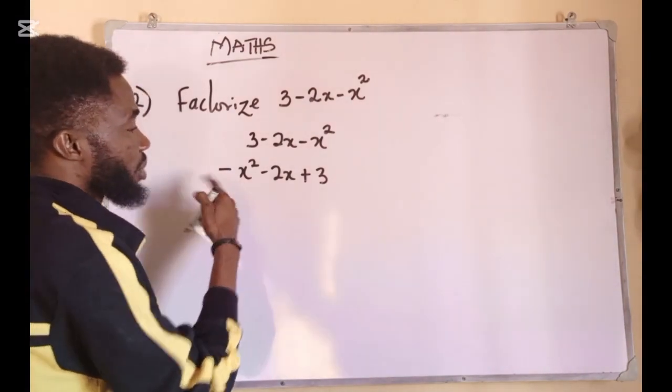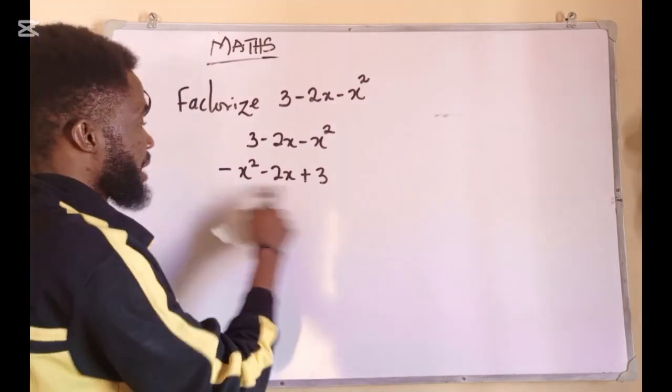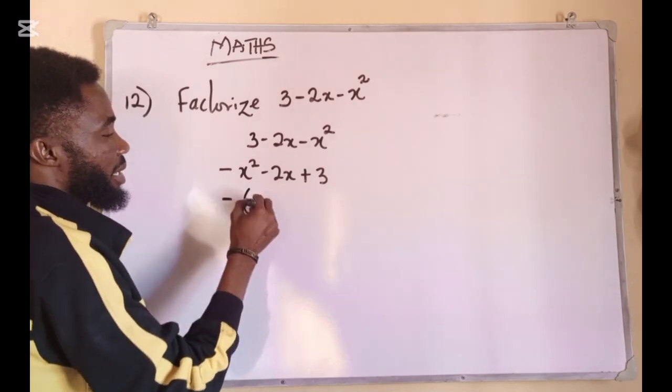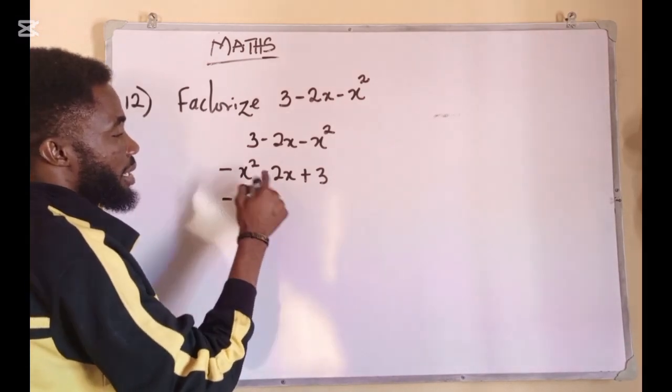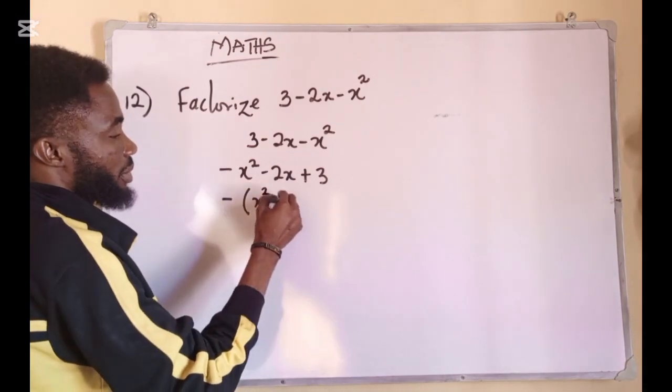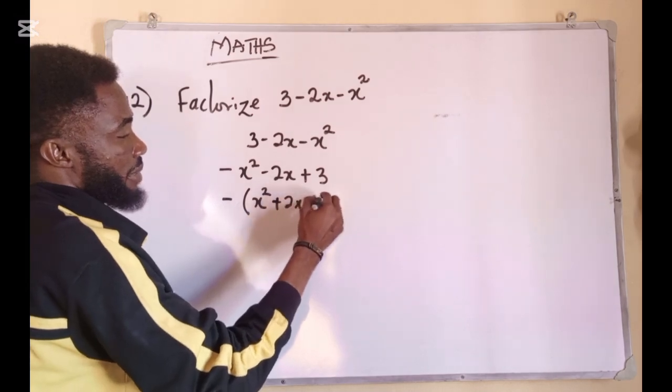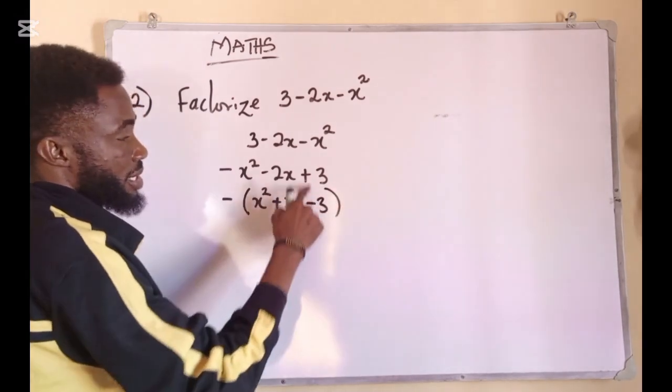Next, we need to factor out the negative sign from this expression. By doing that, we have negative outside, and here we have positive x squared. Then when this negative comes out, we have positive 2x here. Then what I have here becomes negative 3, because minus times minus is plus.